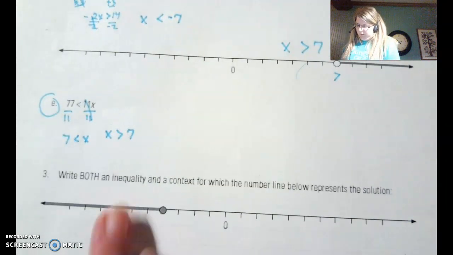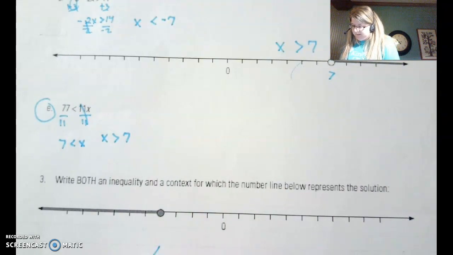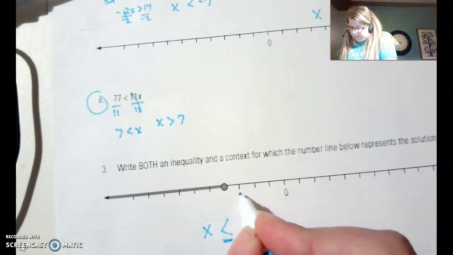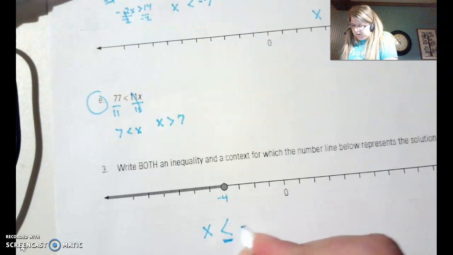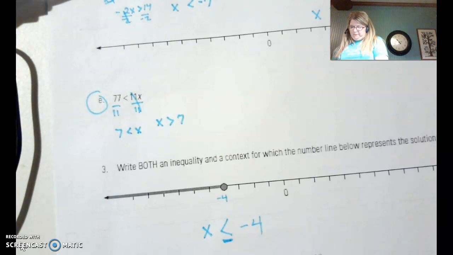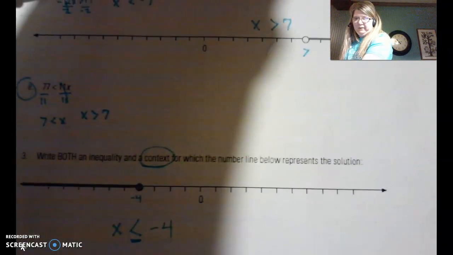Now, write both an inequality and a context for which the number line below represents. Well, we're going to say x is less than or equal to, because that's colored in, 1, 2, 3, 4, -4. So, there is the inequality, and a context would be a situation that you would make up that would go along with that. And I'm going to leave that to you.